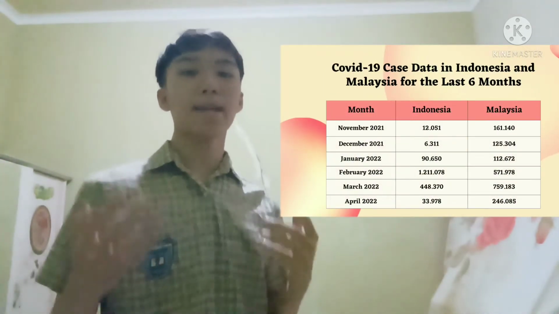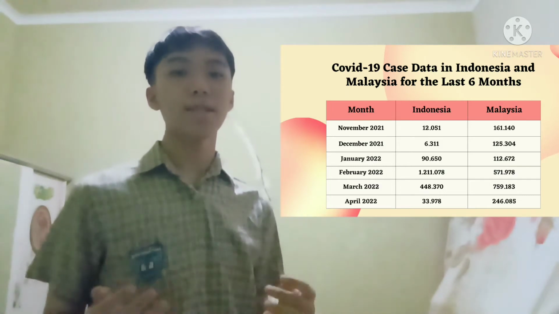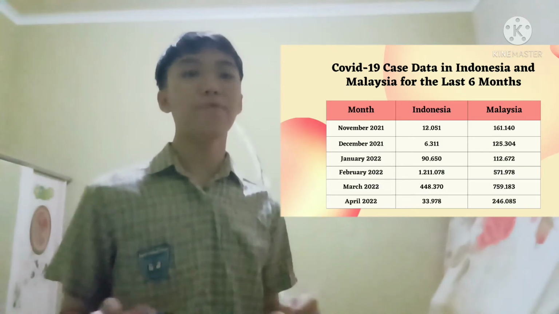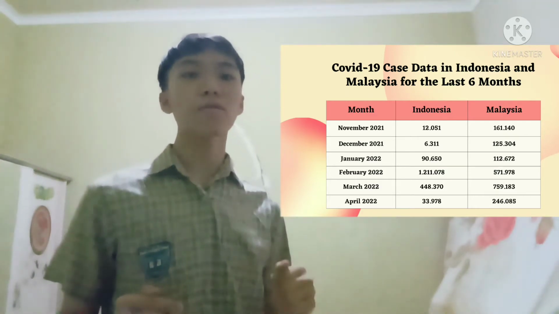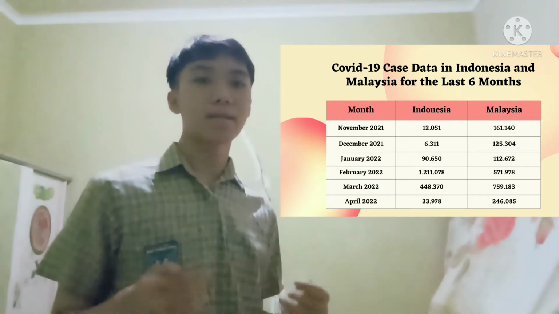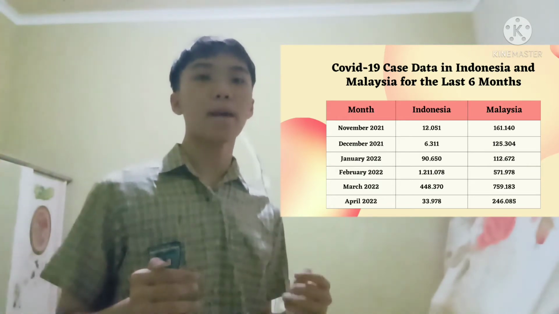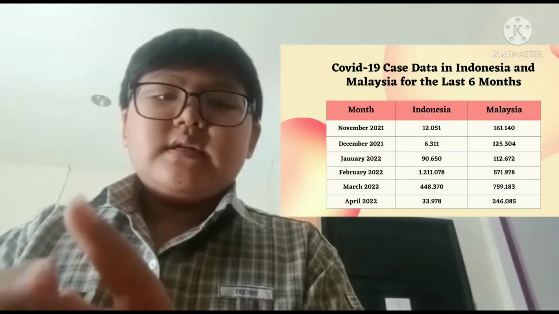In November, cases of COVID in Indonesia reached 12,051 cases. In December, cases decreased to 6,311 cases. Then cases increased in January to 9,650 cases. And in February, cases continued to increase rapidly to 1,211,078 cases. Then the cases decreased again in March with 448,370 cases. In April, the cases continued to decrease to 33,978 cases.